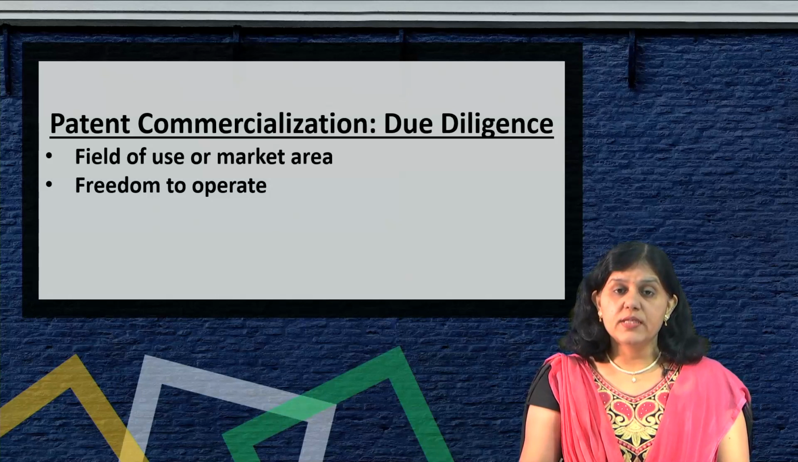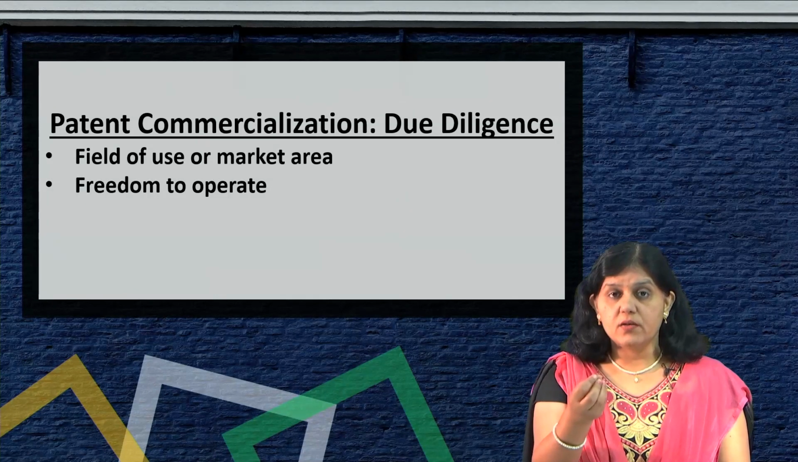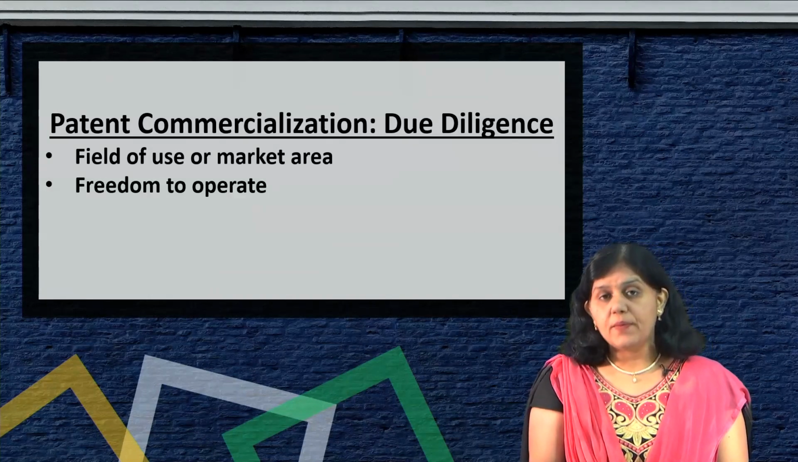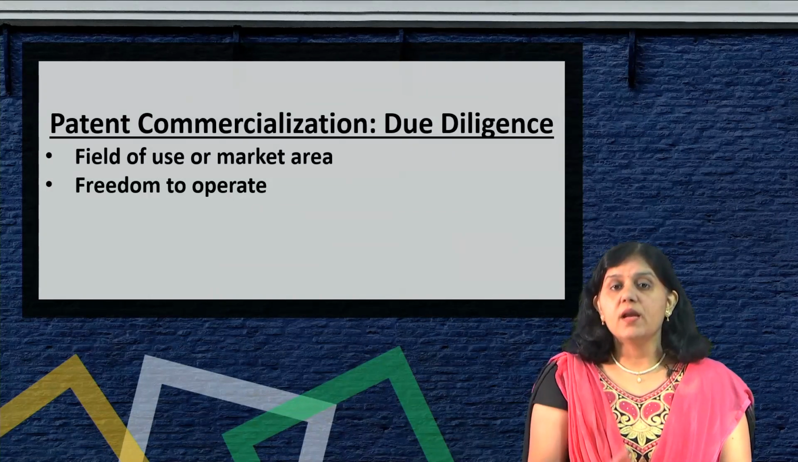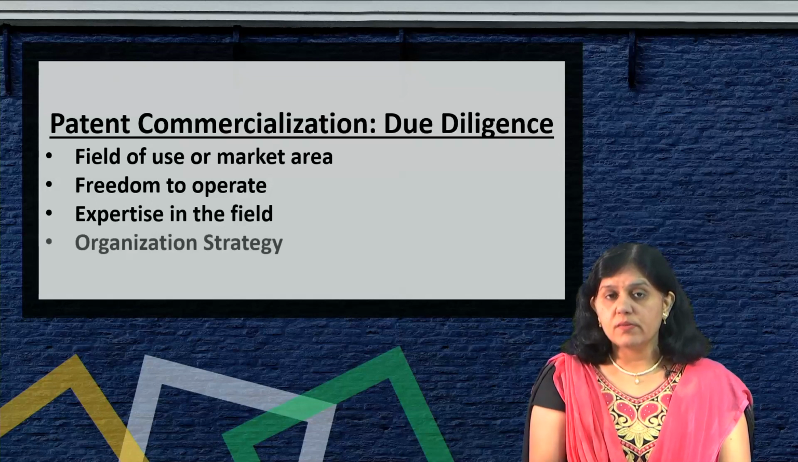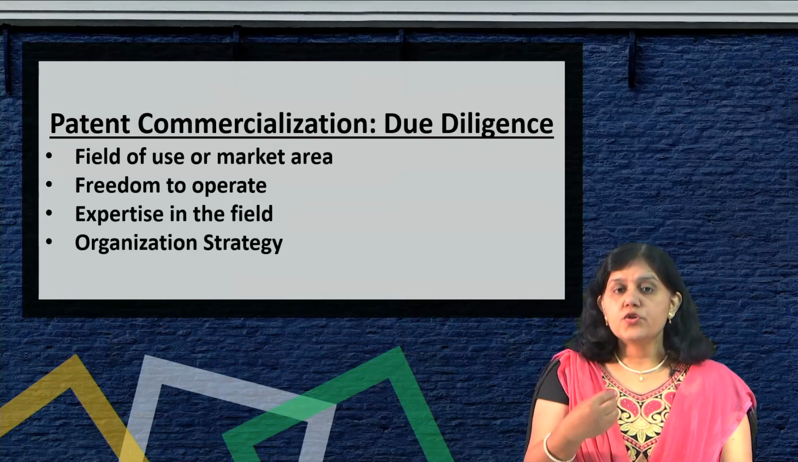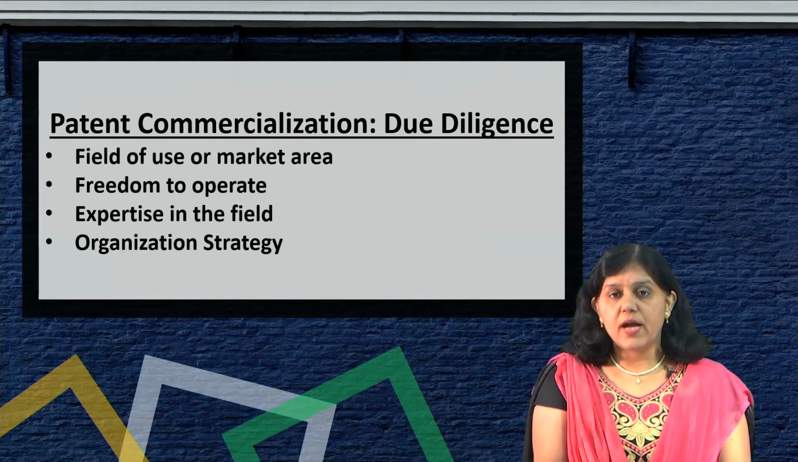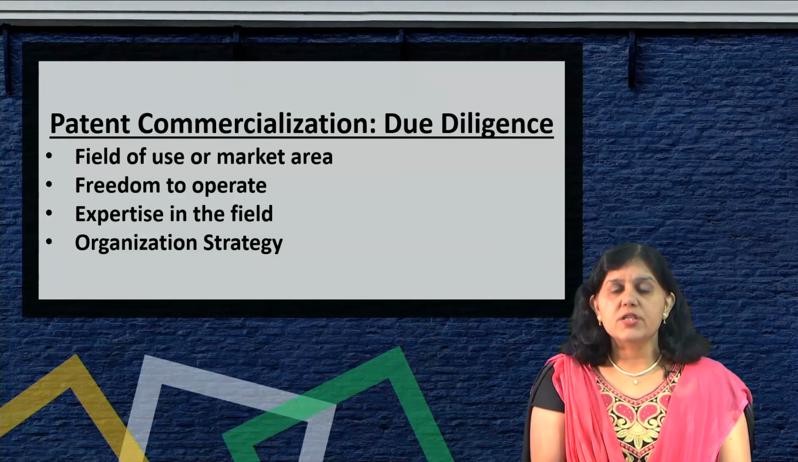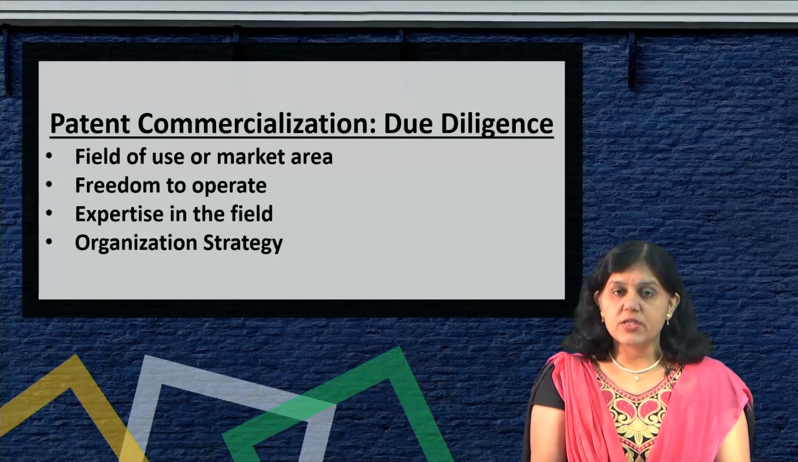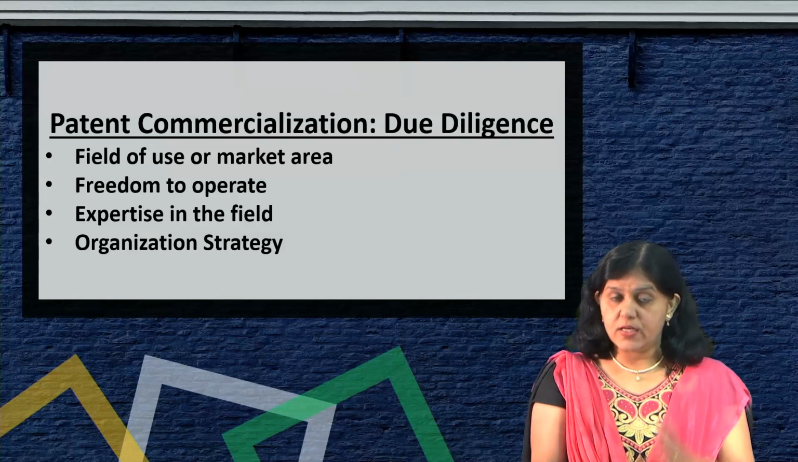And then you have to check the organization strategy. For example, if you are from an academic institute and you are thinking of commercialization, then you should know what the IP policy of that organization is and what strategy is generally followed by the organization for commercialization. That is one thing.